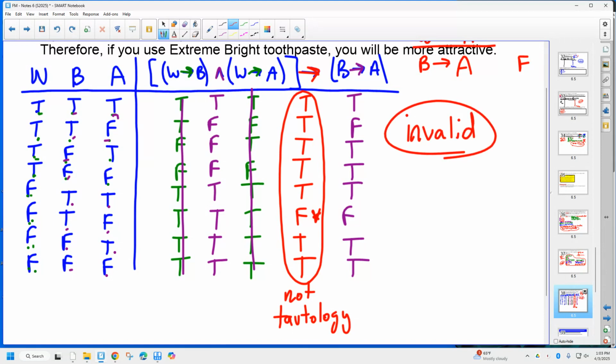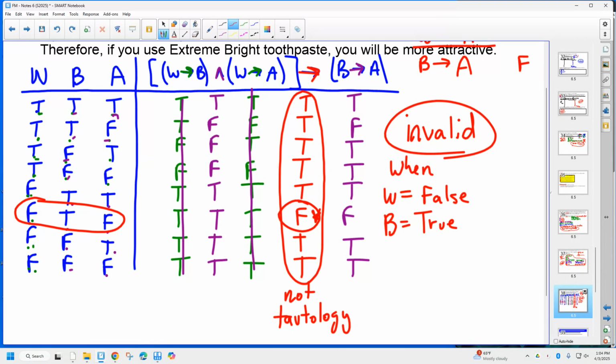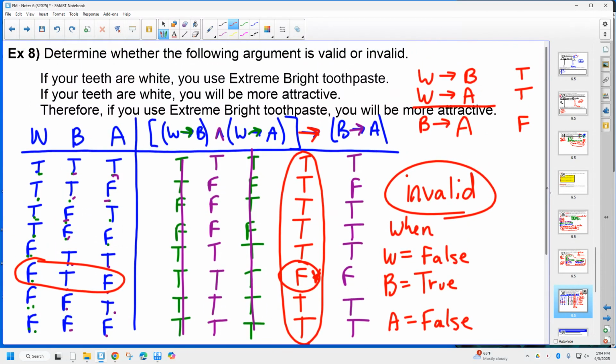But not only that, we know that it is false. It is false when this scenario holds true. So it's invalid. This is an invalid argument, specifically when W is false, B is true, and A is false. So this argument is invalid.